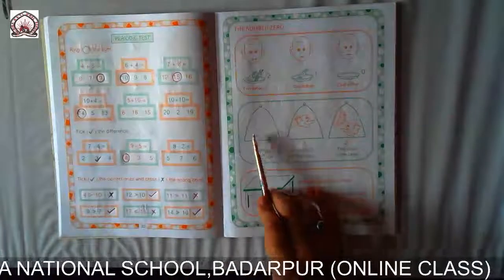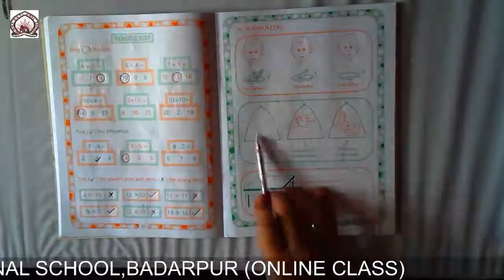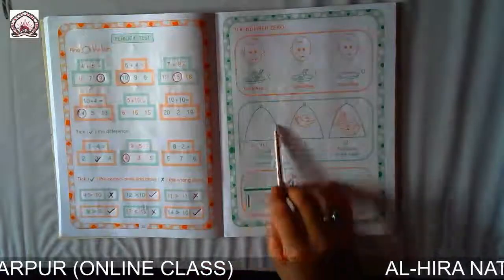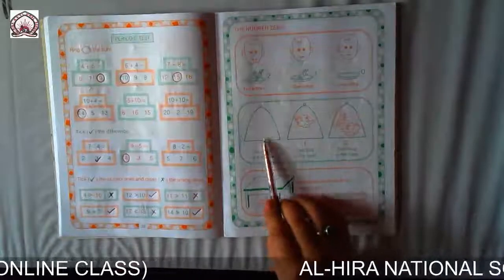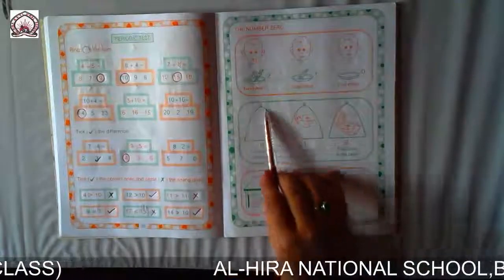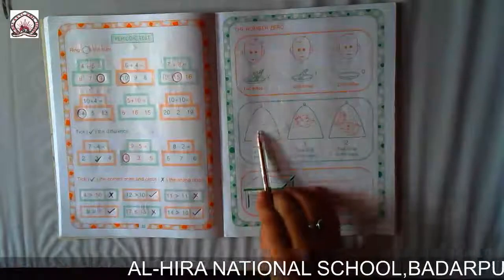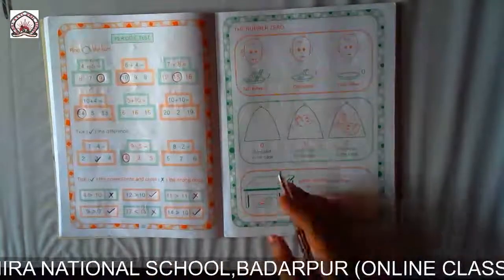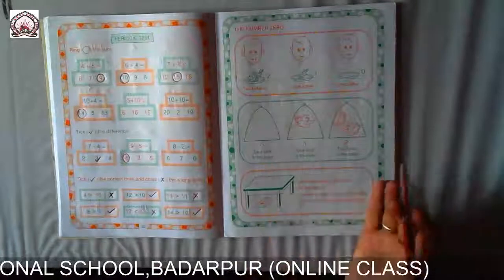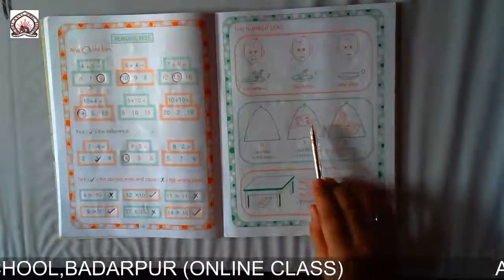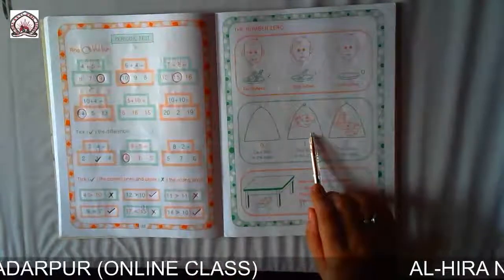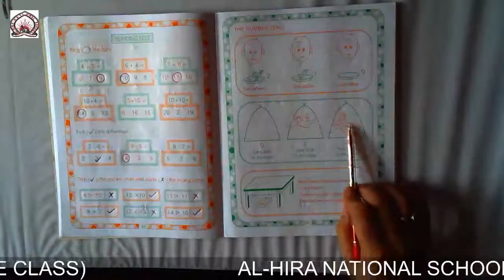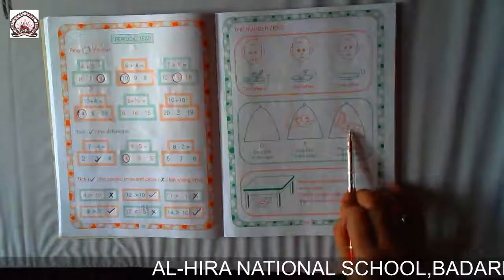Next one, 3 cages are given here. On the first cage, can you see anything here? Nothing, empty. So nothing is there inside the first cage. That means 0. Where there is nothing, there is a 0. On the second cage, how many birds do you see here? Only 1 bird. On the third cage, 2 birds are there.